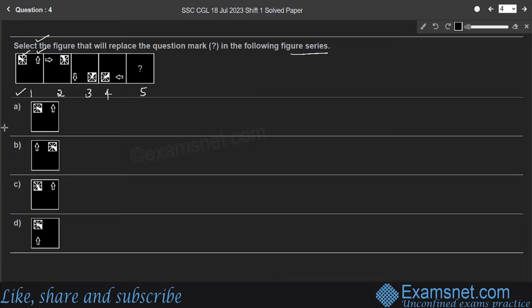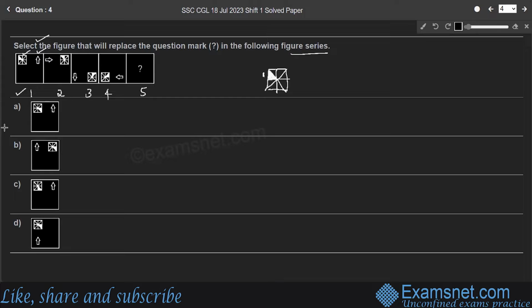The square box is divided into 8 parts like this, right? The whole square box is divided into 8 parts. In the first figure, the first part of the square box is shaded. If you consider this as the first part, the first part of the square box is shaded, right?